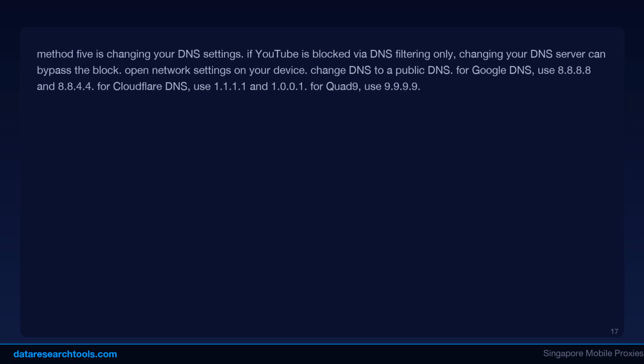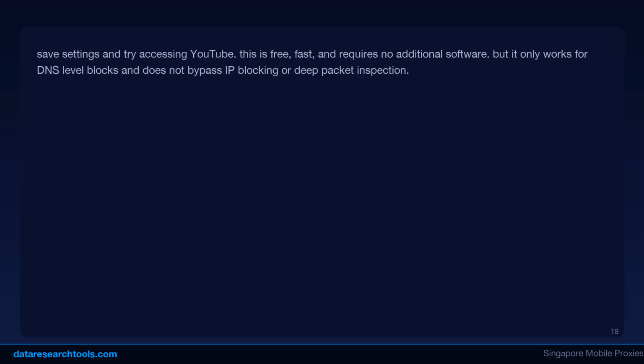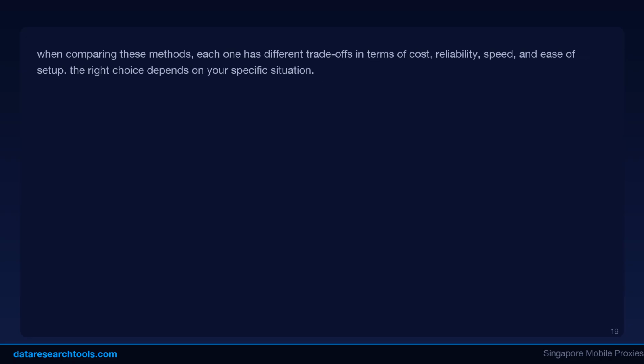Method 3 is using a residential proxy. Residential proxies provide IPs from real ISPs, making them nearly indistinguishable from regular users. You set up the residential proxy, configure your device to route through it, and access YouTube normally. The pros are excellent for bypassing sophisticated blocks and good streaming performance. The cons are higher cost per gigabyte and video streaming uses significant bandwidth.